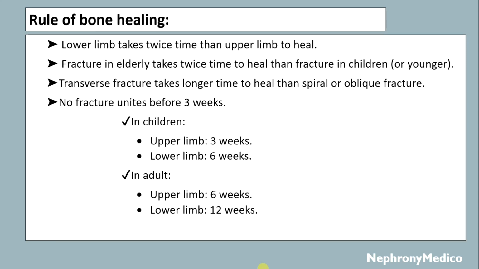Now, what are the rules of bone healing? Lower limb takes twice the time of upper limb to heal, and fracture in elderly takes twice the time to heal than fracture in children or younger, and transverse fracture takes longer time to heal than spiral or oblique fracture.